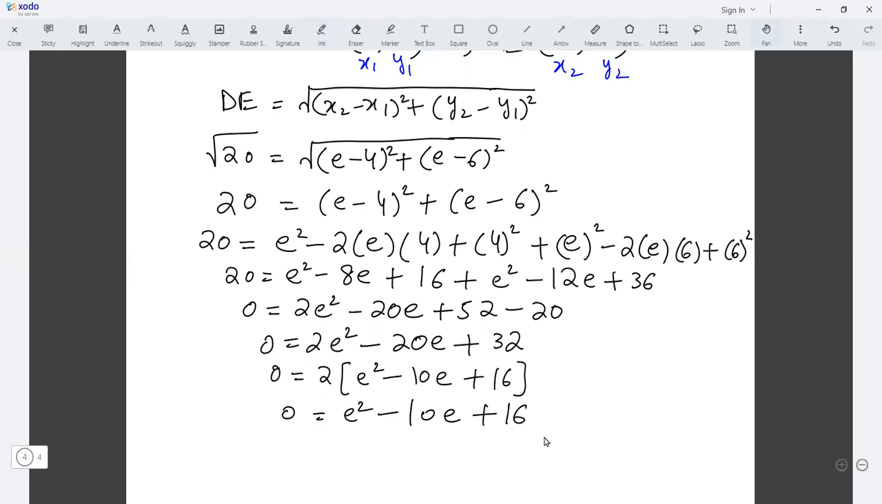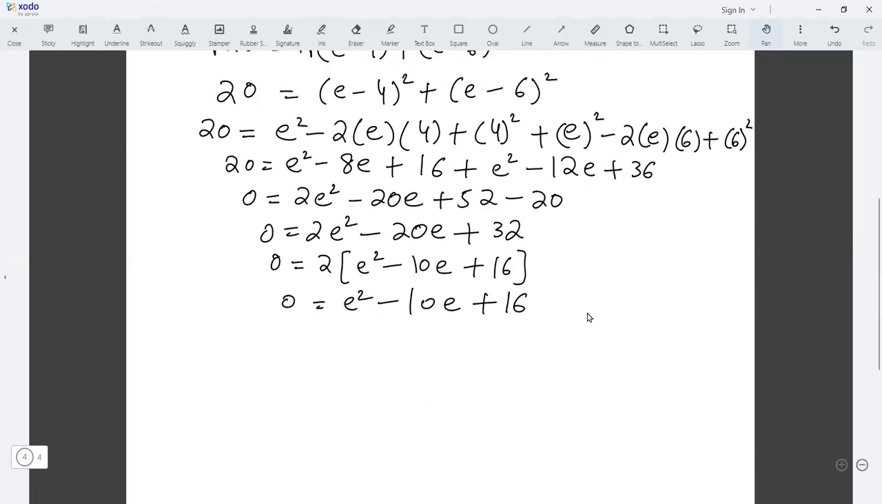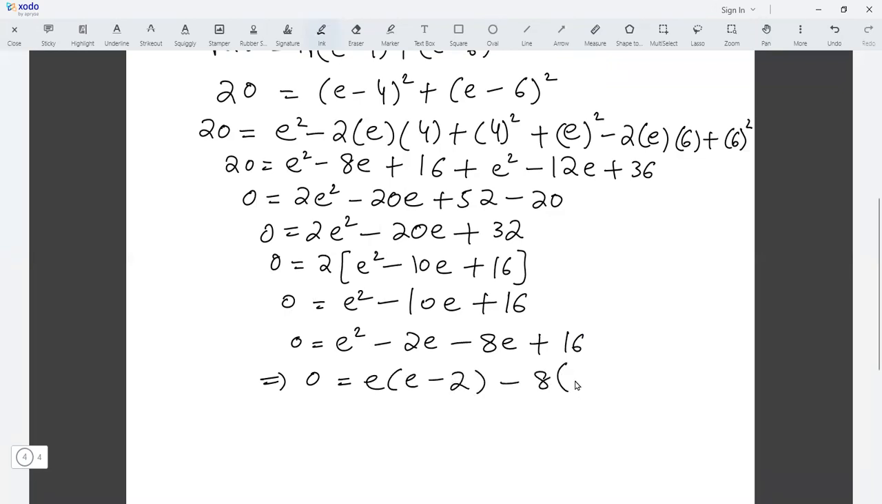So we can apply middle term break here. We cannot apply completing the square because in the middle term it will not be satisfying that. So I'm applying the middle term break. 16 factors that will add up to 10 are 2 and 8. So e squared, both will be negative, minus 2e minus 8e, then plus 16. So 0 equals e will be taken as common, e minus 2, and minus 8 taken as common, and this sign will be changed, it will be minus 2. So (e minus 2) will be taken as common, times (e minus 8).